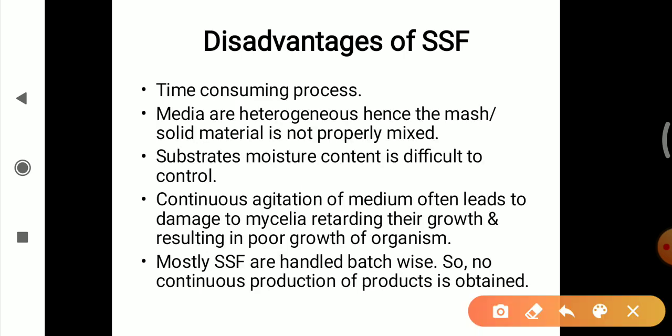Disadvantages of solid state fermenter: it is a time consuming process. Media are heterogeneous, hence the mash or solid material is not properly mixed because we are using solid raw material. So there is a chance that we cannot properly mix the entire content. Substrate moisture content is difficult to control. These are some kinds of disadvantages.